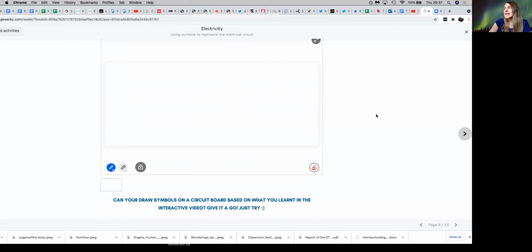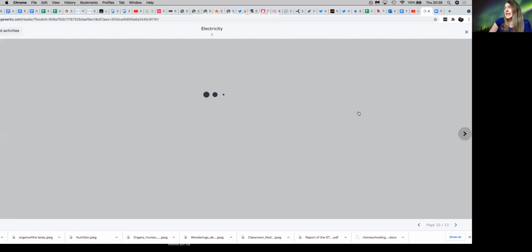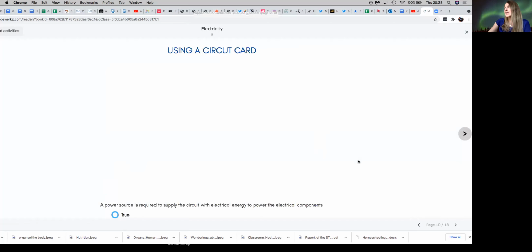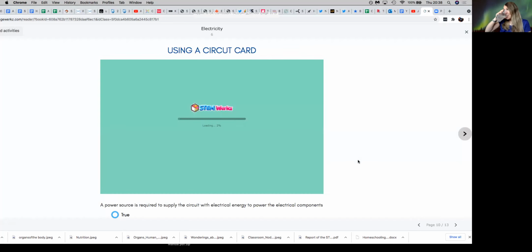So it's really like a chance again for them to create meaning, not only in a written form, but also in a drawing form. So it's using different skills to transfer that knowledge across, which is important for consolidating. And then just going back to a summary of what it is about using a circuit card.